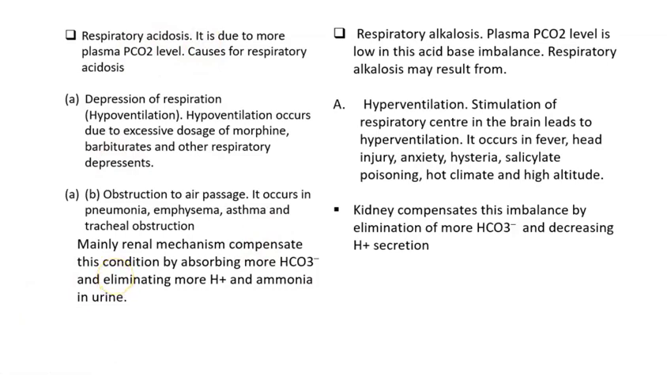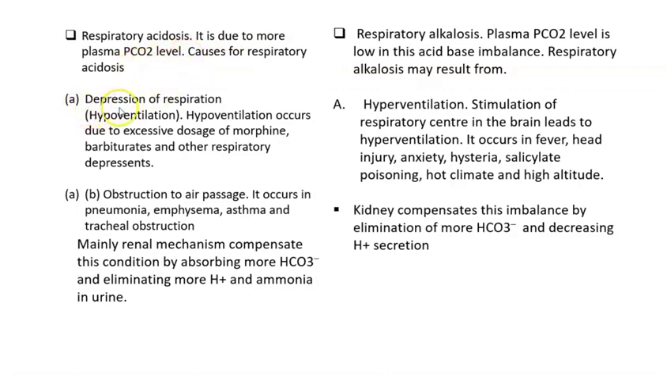Okay, now we are talking about respiratory acidosis. This respiratory acidosis is due to more plasma PCO2, which means the pressure of carbon dioxide level, and that can result in respiratory acidosis. Now I want you to know that it's a combination of CO2 and water that forms carbonic acid. So when CO2 is more, definitely there will be more acid in the system. That is how you can have respiratory acidosis.